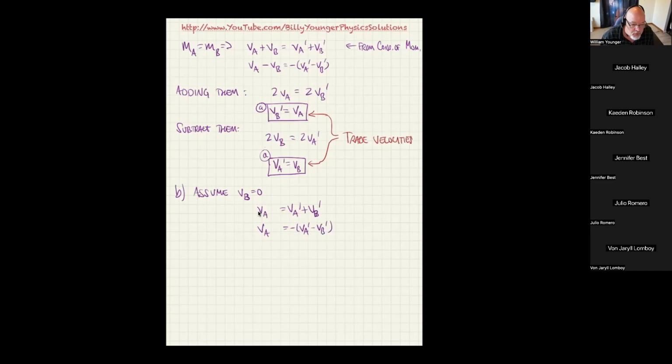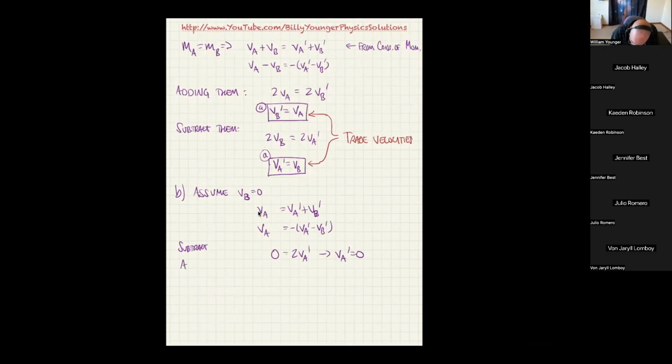Again, we can choose to add them or something along those lines if we so desire. If we subtract them, we get VA minus VA, which is 0. And then on the right-hand side, we get VA prime minus negative VA prime, which would be 2VA prime. And we get VB prime minus positive VB prime, so that's just 0. So this tells us that VA prime is equal to 0.